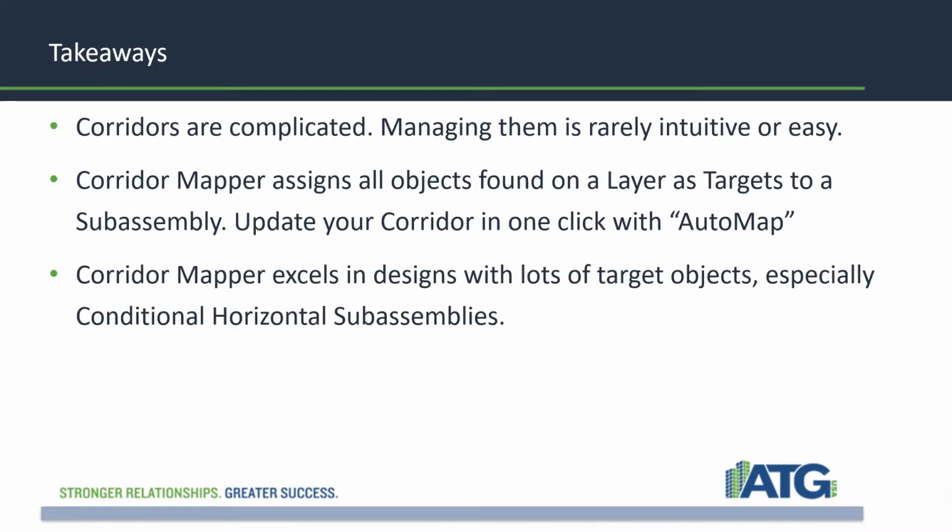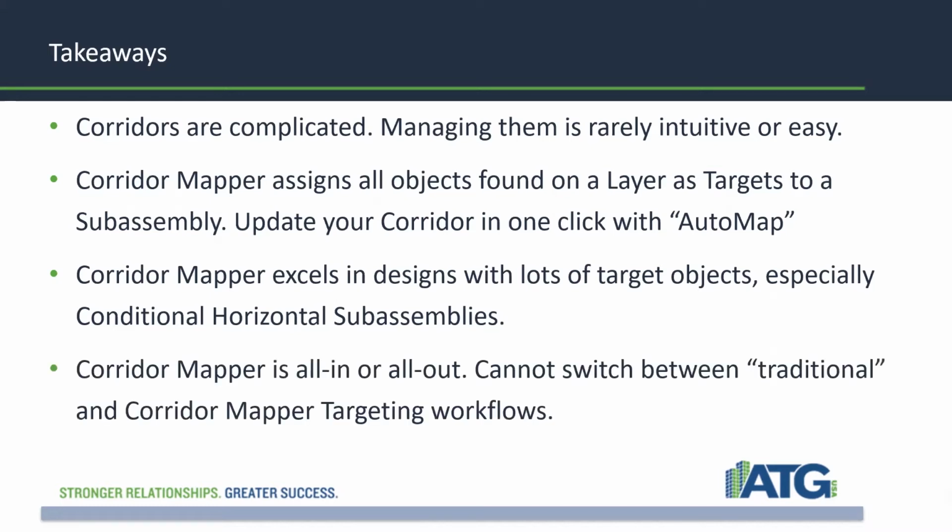Corridor Mapper excels in designs with lots of target objects, especially conditional horizontal subassemblies. And lastly, it is important to remember that Corridor Mapper is all in or all out. You can't switch back and forth between a traditional targeting workflow or the corridor mapping workflow. However, I've gone ahead and proven to you today that you should be able to do just about everything you need to between assigning surface targets or tying in with specific alignment and profile targets, or feature lines, which I didn't cover, but function the same way.